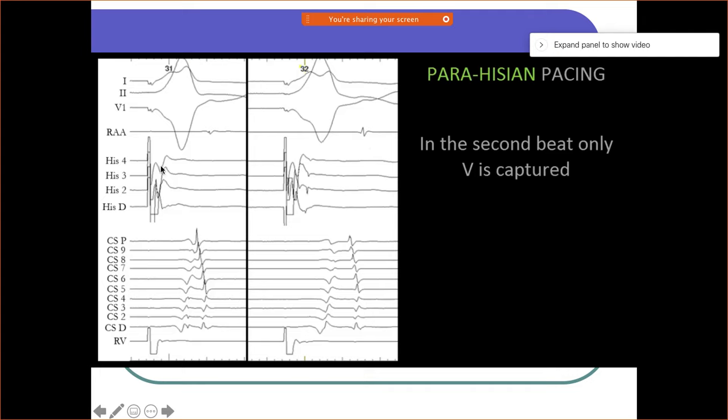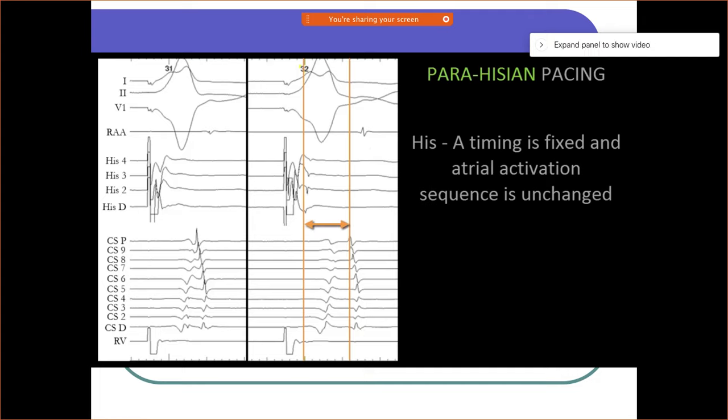in the first one, you are able to capture the His and also the V. However, in this one, if you look carefully, the His is a little bit far away. So in the second beat, you are not able to capture the His. You are able to capture only the V. Only the V is captured. And this is the other reason as well. If you look carefully over here, the VA interval is different, right? Similarly, even the pattern of activation also tends to change, in fact.